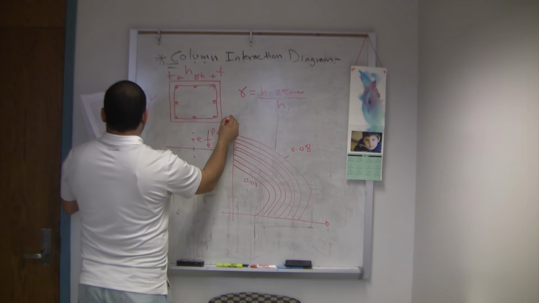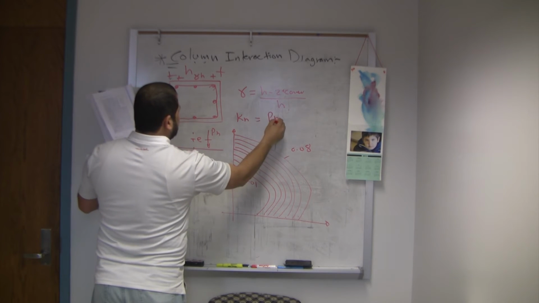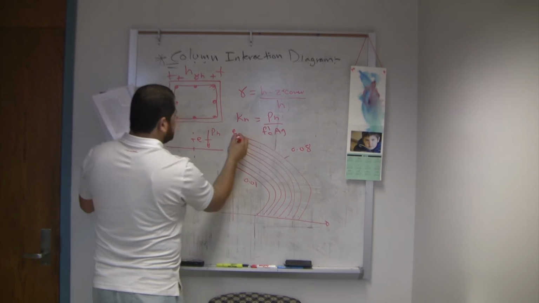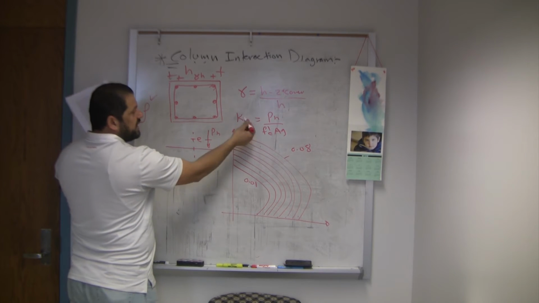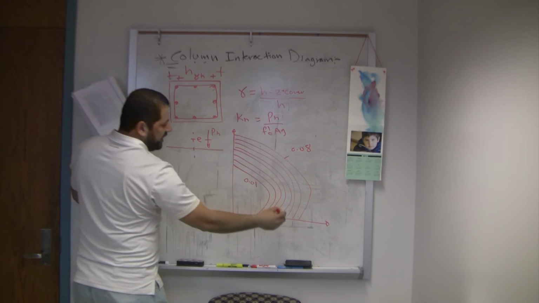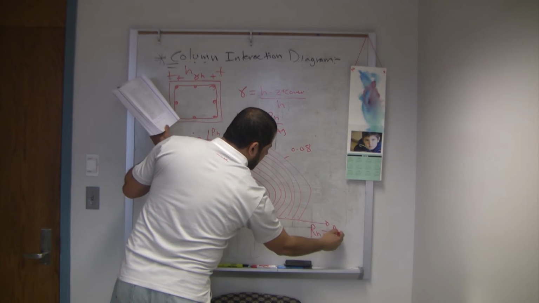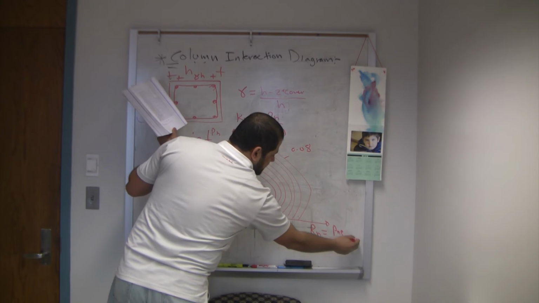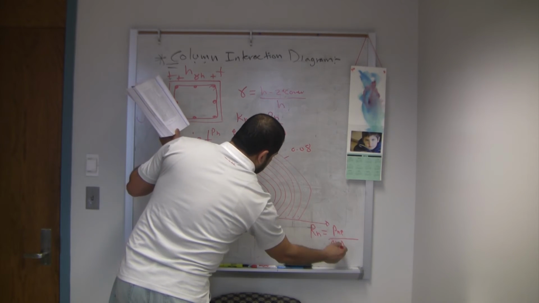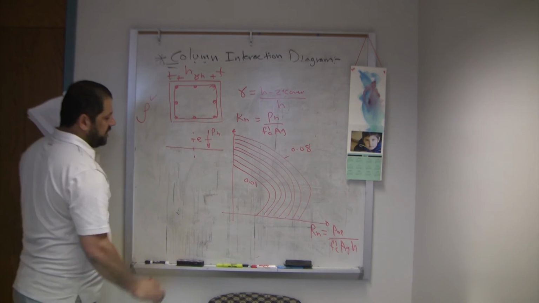Again, on the x-axis of the interaction diagram, we have this factor, which is Pn divided by f'c Ag. So this is not Pn, this is a normalized factor, Pn divided by f'c Ag. And this is Rn, a normalized factor for the moment, which is Pne or Mn, Mn, guys, divided by f'c Ag h. Okay, so that's a moment factor.